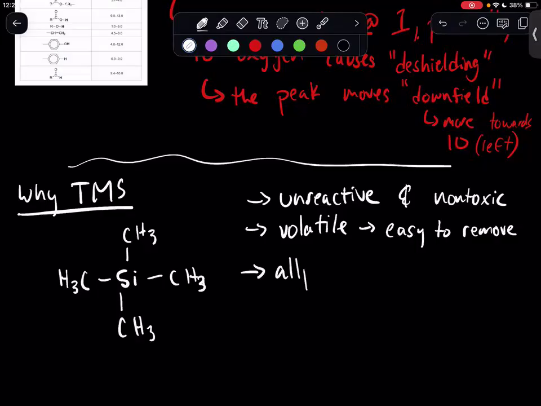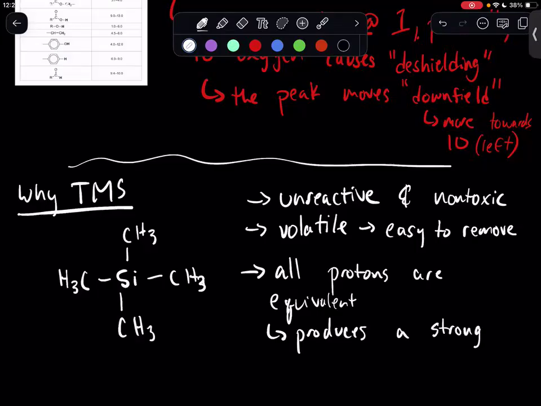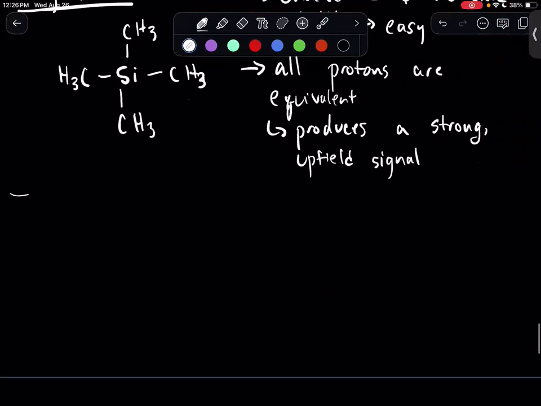Furthermore, all protons are equivalent. And you'll notice there's 12 of them. What this does is it produces a strong upfield signal that we equate to 0. So that's why we use TMS. It's always going to be our strongest upfield signal, and we just base everything off that. Upfield meaning more to the right. So that's TMS.